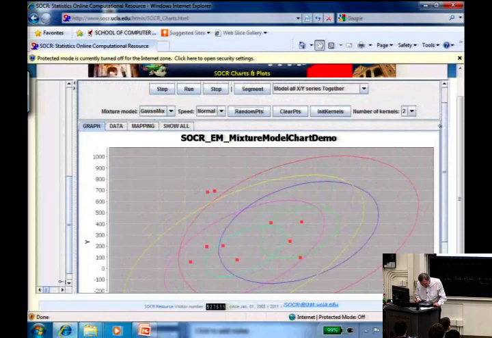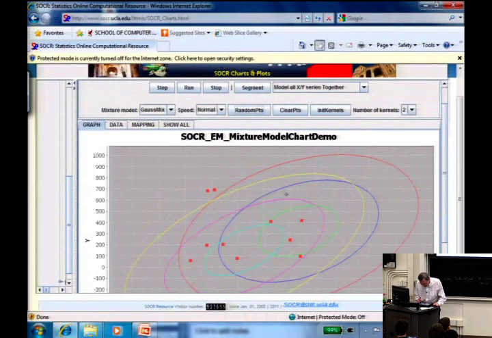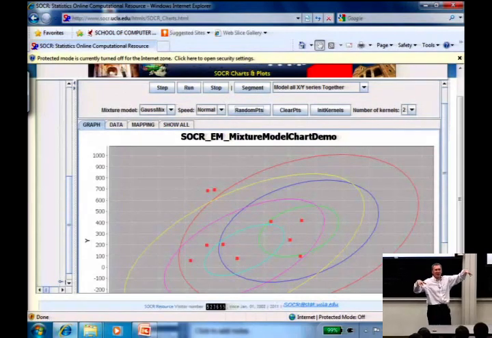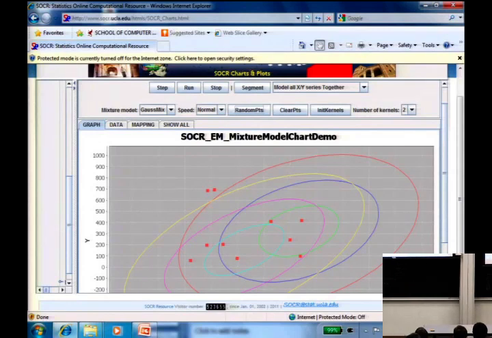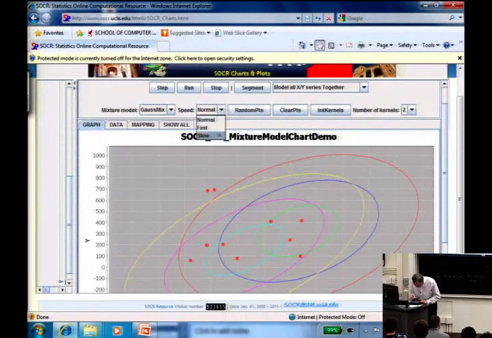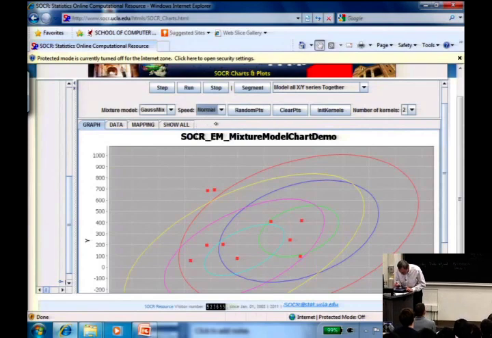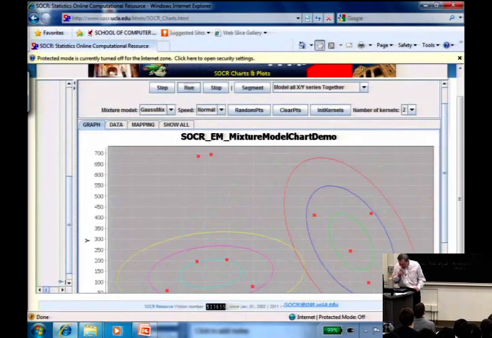Okay, so here are our points. And what we see here are the initial random made-up values for mu and sigma for the two clusters. This is the starting point of our EM. And now we can run EM one step at a time. Oh, no, I guess we can't. We can run it normal, fast, or slow. So let's run it normal. And now you see those Gaussians converged already.